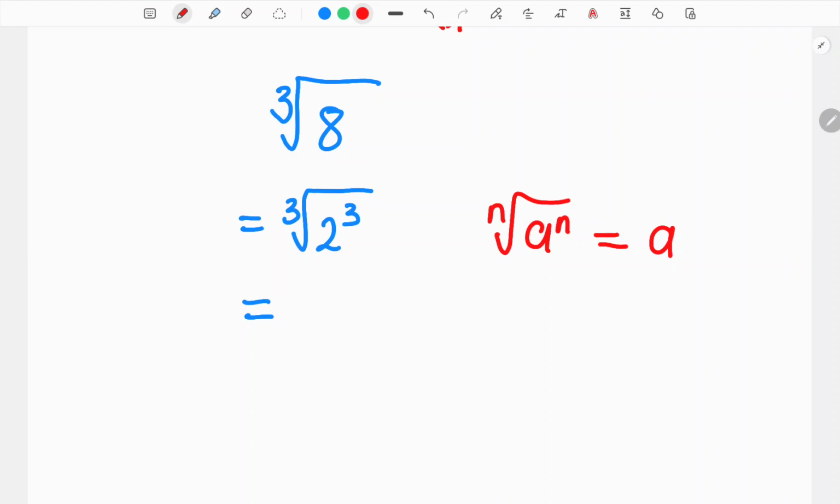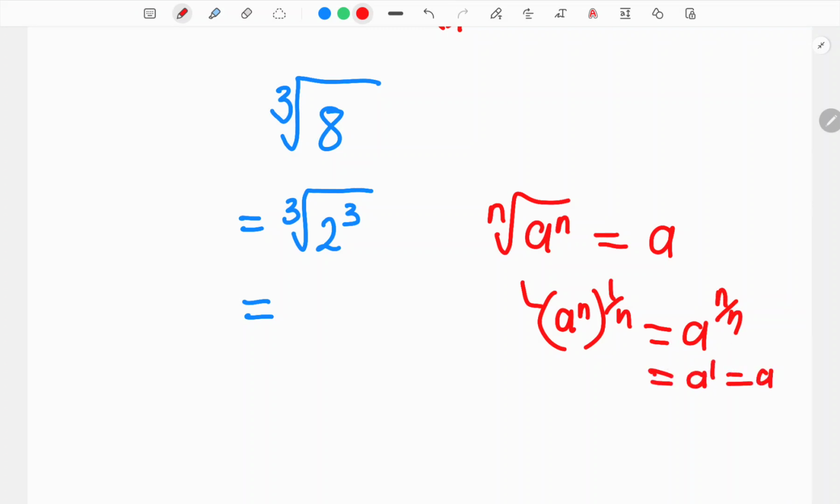It's equal to a. To unpack this further, this is the same as a to the power of n, to the power 1 over n. This becomes a to the power of n over n, which is just a to the 1, which is just a. So in this case, our answer would be just 2. You get to learn this by doing more problems. The more problems you do, the better you understand this.